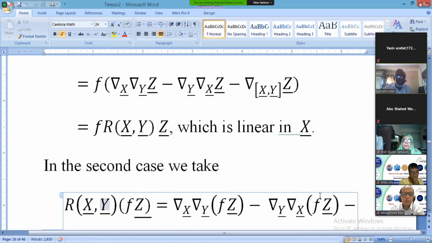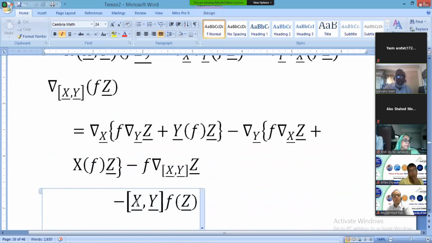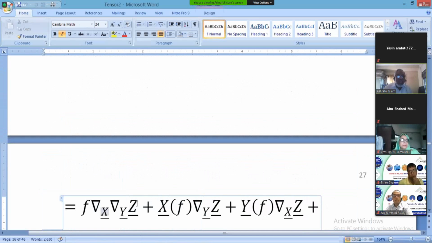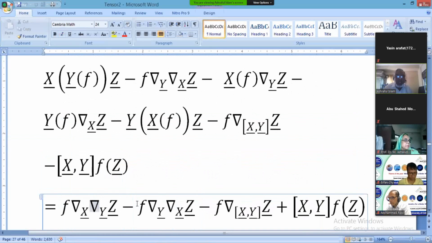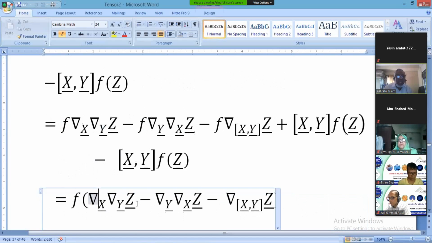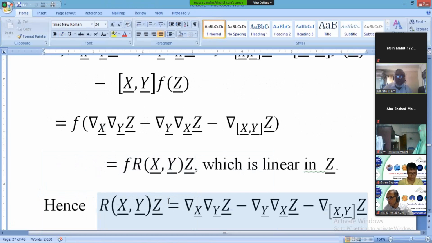Second, we test whether it is linear in z. With a simple calculation, not a hard one, we find that it is linear in f. This is the R expression, so it is linear in Z also. Hence, R(x, y, z) is a tensor of type (1,3). Now we find the basic component form.